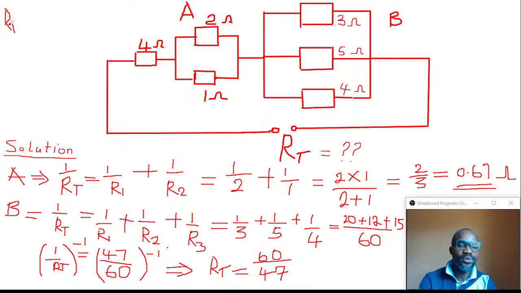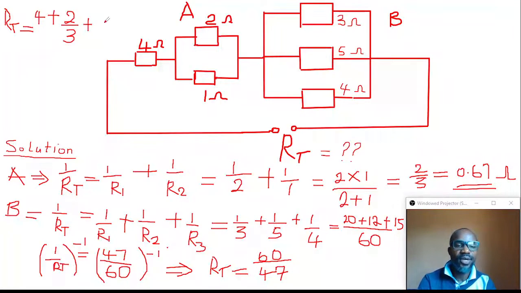I want everything to be on this page, so ROT is going to be our total resistance offered in the entire circuit. This time around we are going to add 4 ohm, right? We have 4 plus the second section here, the section A, is 2 over 3. All right, good. We have 2 all over 3. Good. Then the section B, total resistance here, as we calculated, is 60 all over 47.